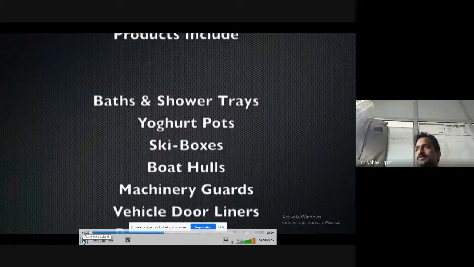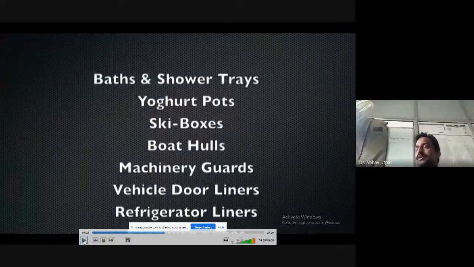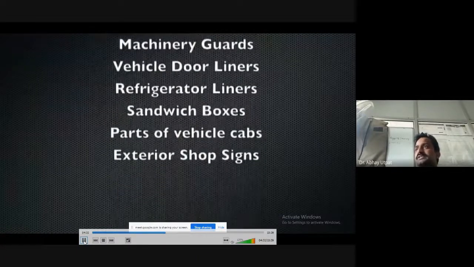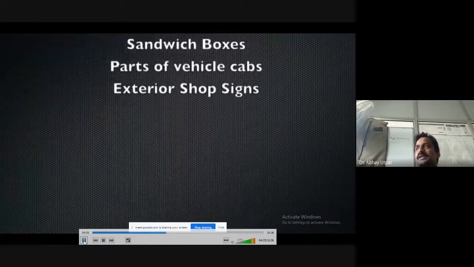Baths and shower trays, boat hulls, machinery guards, vehicle door liners, refrigerator liners, sandwich boxes, parts of vehicle cabs, interior shop signs, etc.